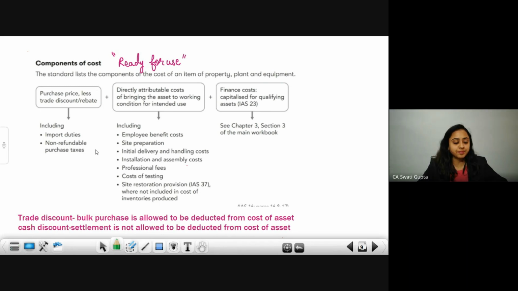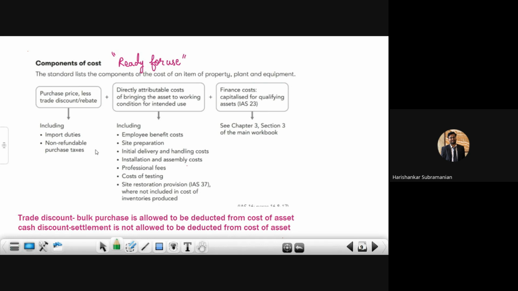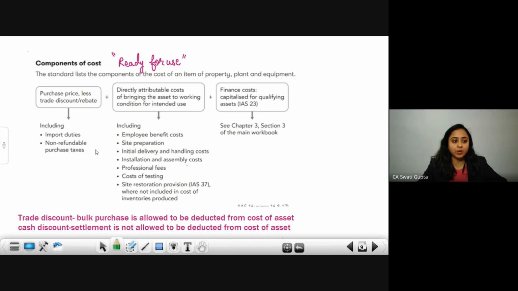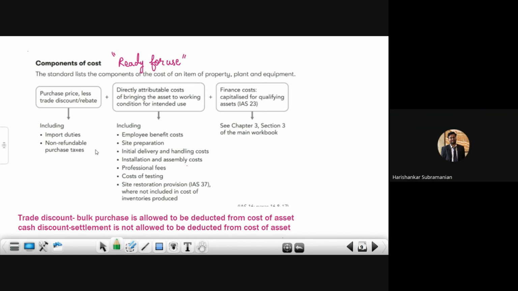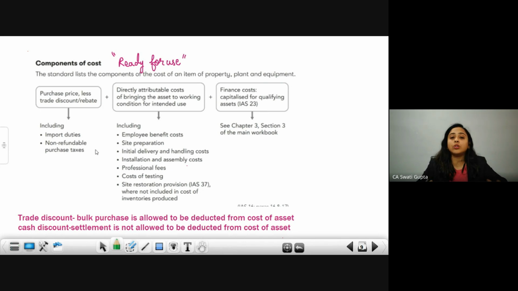See, trade discount is generally a commercial call that the businessman takes. It is the volume discount. It is given at the point of sale. If somebody is purchasing in a higher quantity, then they can bargain and say that, instead of charging this, you can charge a little lesser amount. So the discount that the buyer gets at the point of sale, due to bulk purchase, due to volume quantity purchase, is known as trade discount. The standard says that trade discount is eligible to be deducted from the cost.